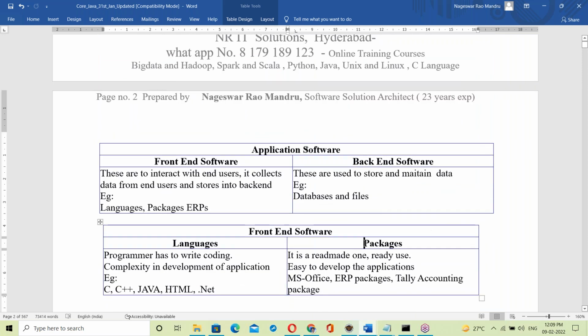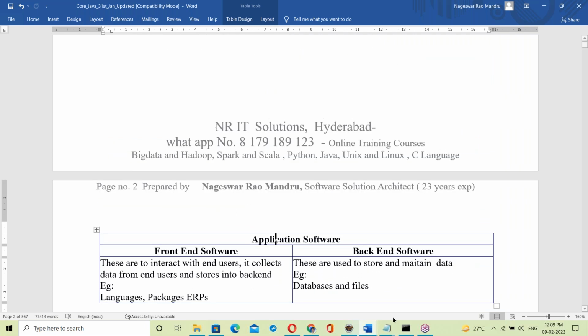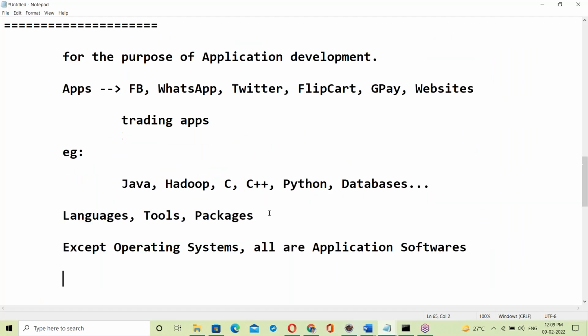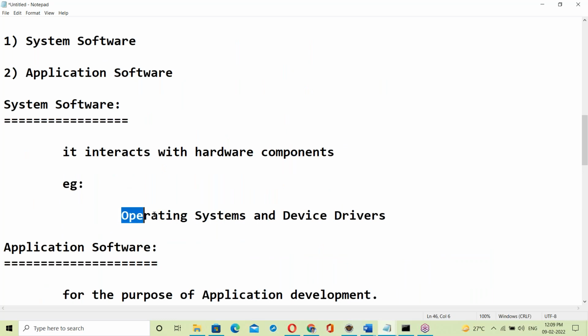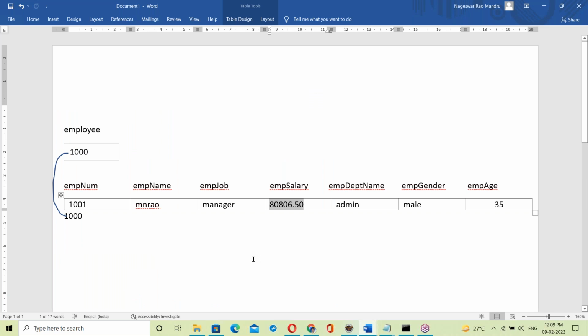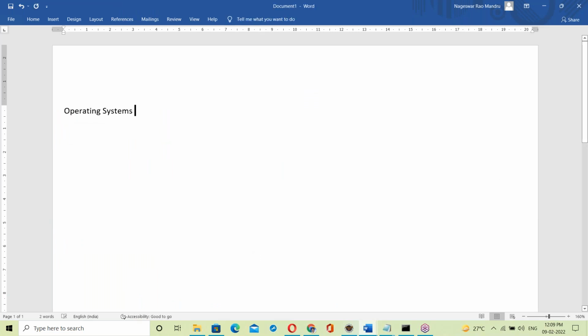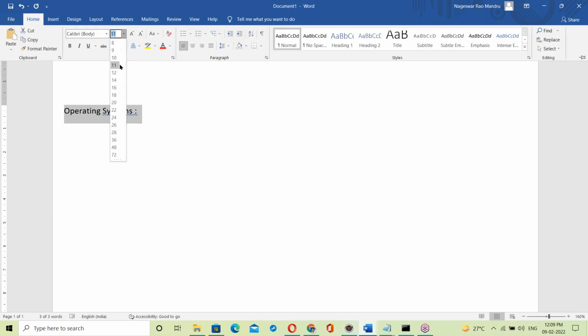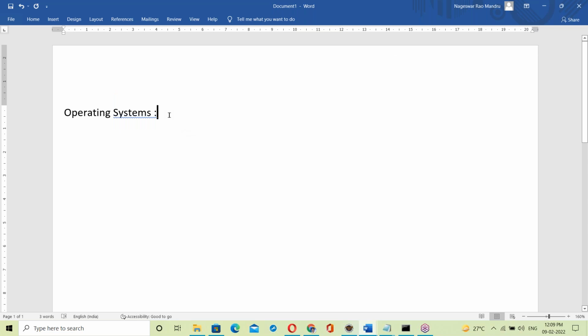Before going to our actual topic, application software, let us see something about OS. OS is an example of system software. About OS, this is very, very important. Java is independent of platform, and to understand that feature you need OS knowledge. If you know that about OS, then it is easy to understand platform independence. So, operating systems.